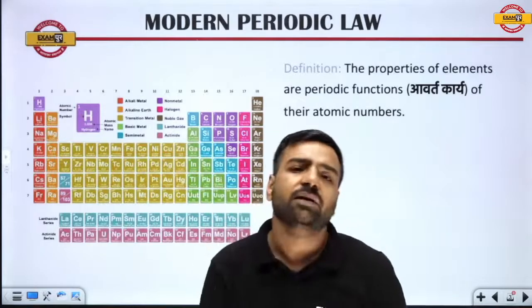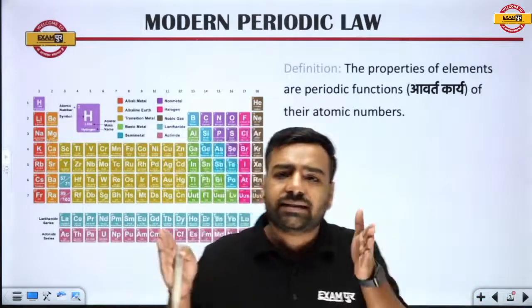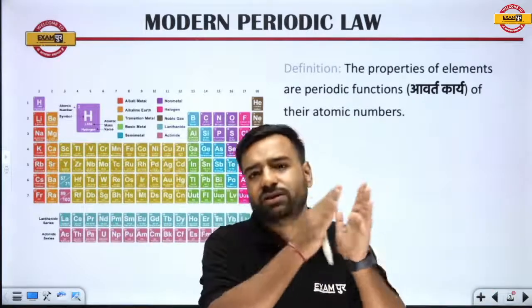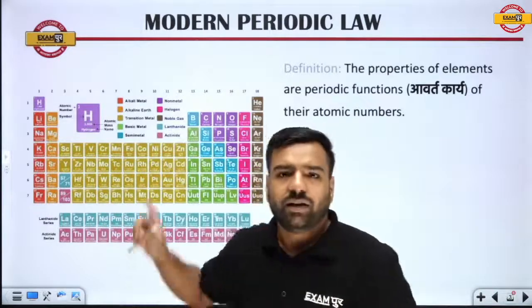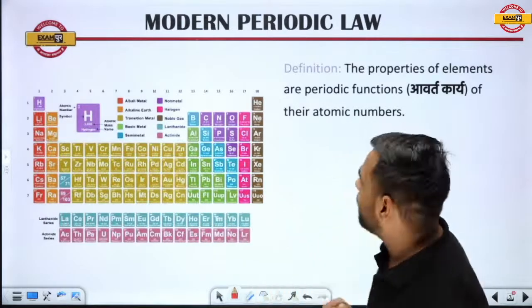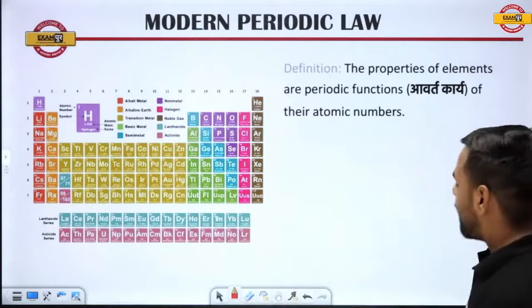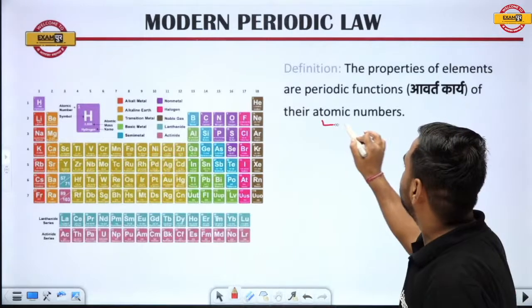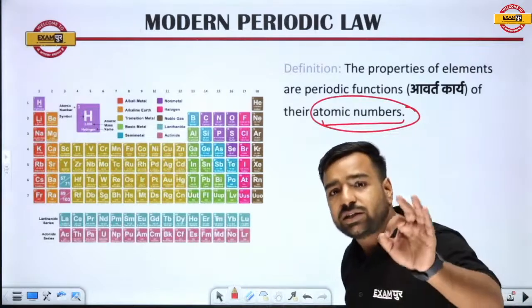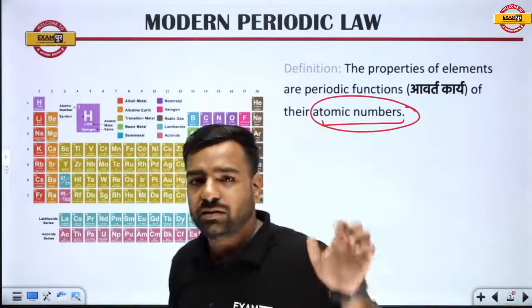Now, please remember, earlier these elements were arranged in such a manner where atomic mass was taken into consideration. But here, atomic number is taken into consideration. Very important. Mark my words about atomic numbers. Please mark my words. Why? Because this question is asked again and again in the examinations.